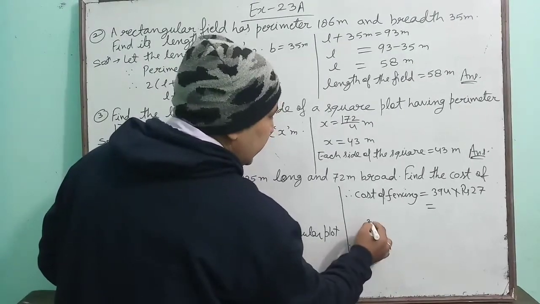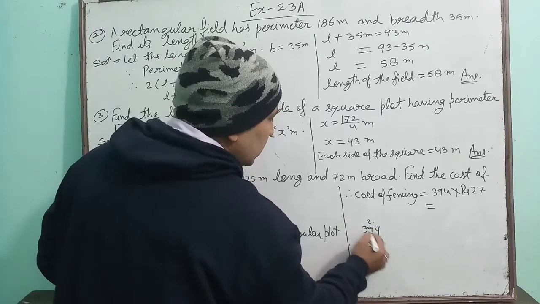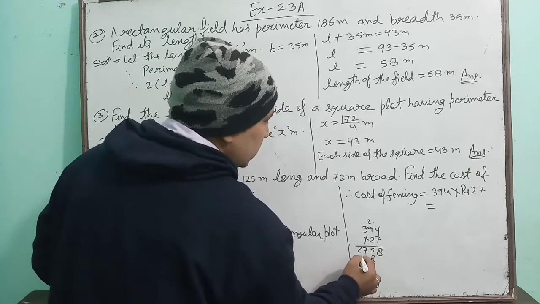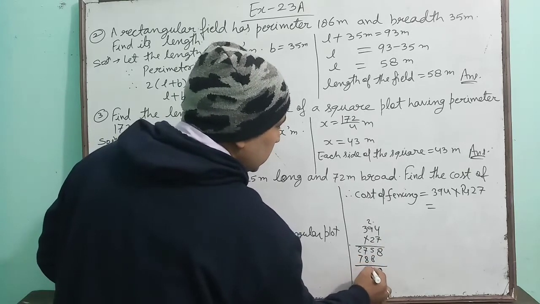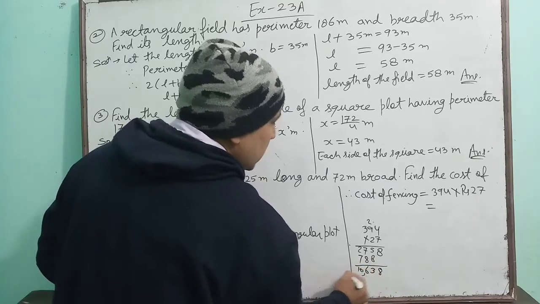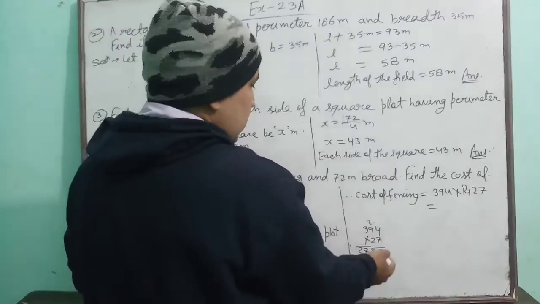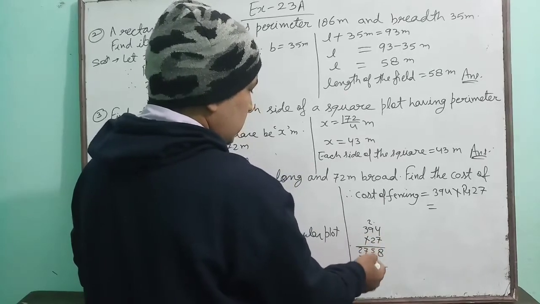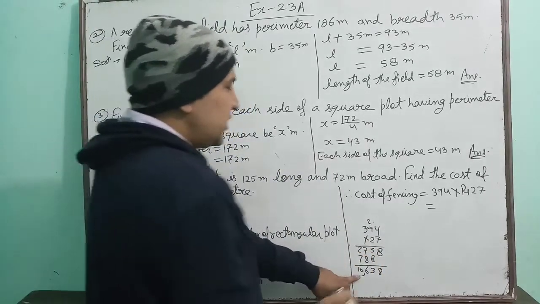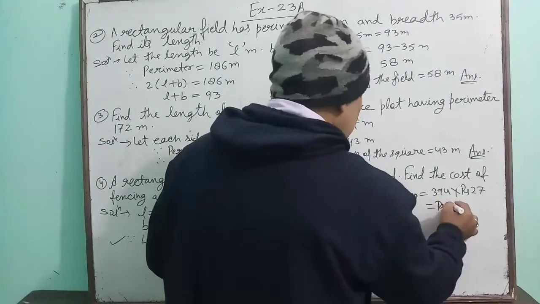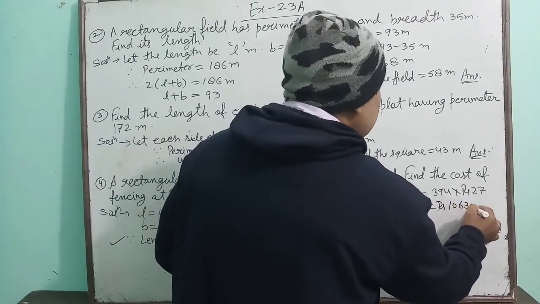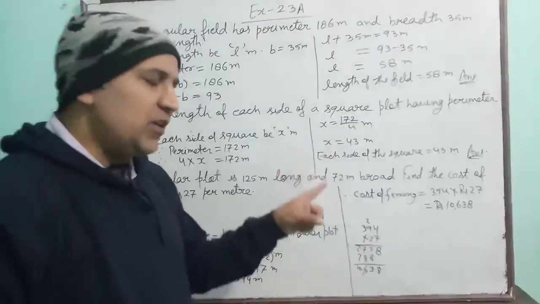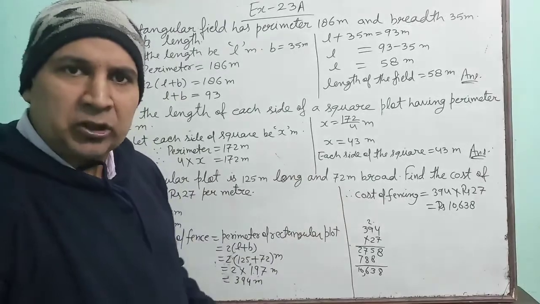7 into 4, 28, 2. See this one? Okay, by multiplying you are getting 10,638 rupees. Understood? You will multiply and you will check the calculation also.